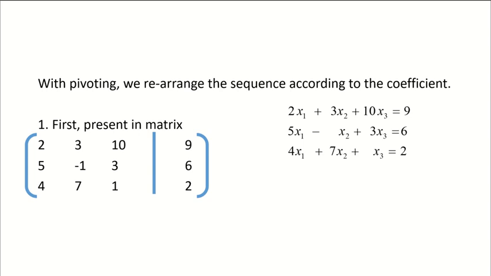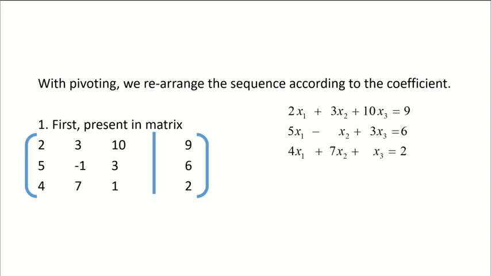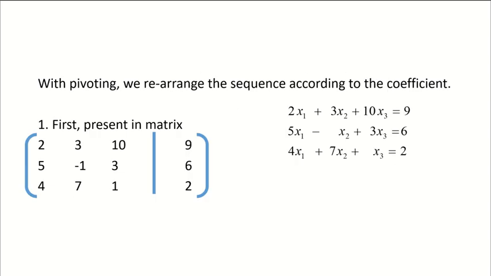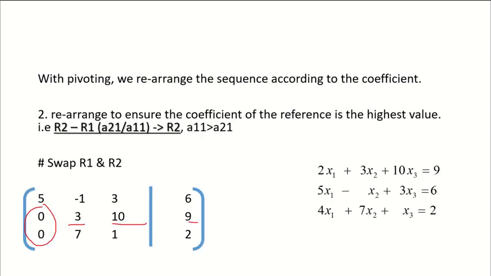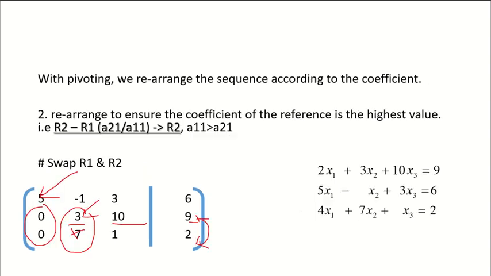So this is the process. First, present the matrix. Next we swap. After we swap, we eliminate these two. After eliminating, of course, you need to update the rest using the formula. Next, for this case, apparently we need to swap again. It depends on the question. Sometimes you only need to swap once. Because we have to ensure this one is the highest when we are trying to eliminate this one, the A32, we need to ensure this one is the maximum. So we need to swap again. After we swap, then we eliminate.